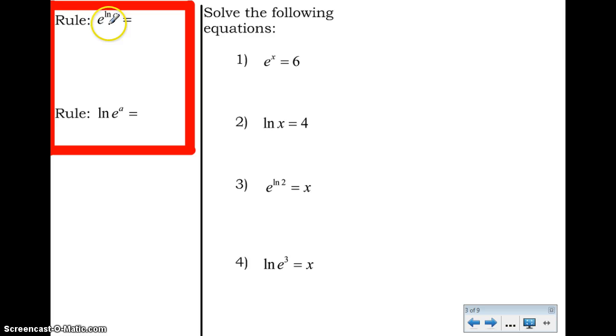Since they are inverses, anytime that e is a base, remember e is a base, so it always has to have an exponent. If e and ln are next to each other, e is the base and ln is part of the exponent, right next to each other, they will cancel each other out because they are inverses of each other. So we will be left with just a, which is the leftover part. The e and the ln will cancel, and a is our leftover. The same with natural log.